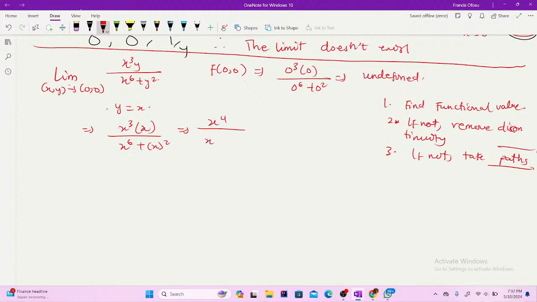6 plus x to the power 2. You can't add them, they have different powers. So plus x squared, right? Once you have this expression, the next step is to take the limit as it approaches 0. The reason we take a path is to convert our multivariable function to a single variable. So you just find the limit as x approaches 0 of x to the power 4 over x to the power 6 plus x squared.